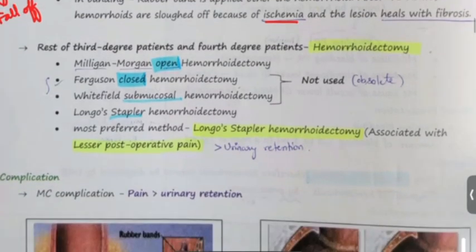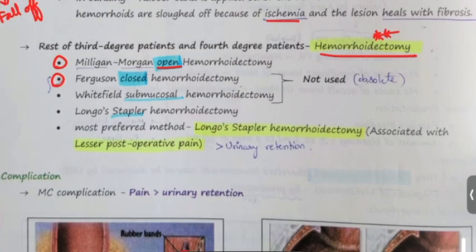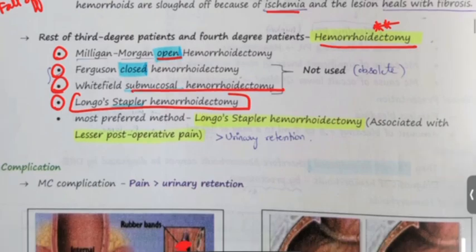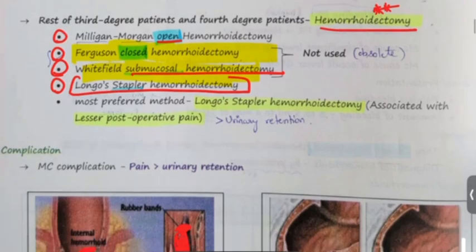Okay, rest of the third degree patients and fourth degree patients, we have to go for surgery, and that surgery is called as hemorrhoidectomy, that is removal of hemorrhoids. Ectomy means removal. So there are mainly 3 types of hemorrhoidectomy, we can say. That is Milligan-Morgan open hemorrhoidectomy, Ferguson closed hemorrhoidectomy, and Longo's stapler hemorrhoidectomy. These are the 3 types, and the other one being Whitehead submucosal hemorrhoidectomy. Okay, usually these closed and submucosal hemorrhoidectomy are not used now. Most common being open hemorrhoidectomy and Longo's stapler hemorrhoidectomy.